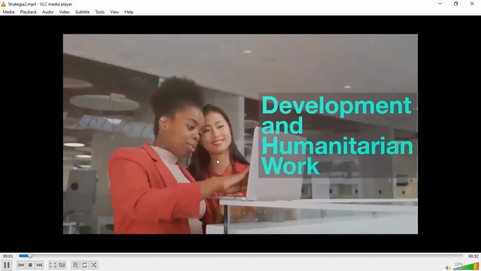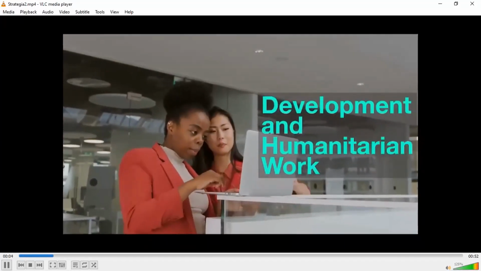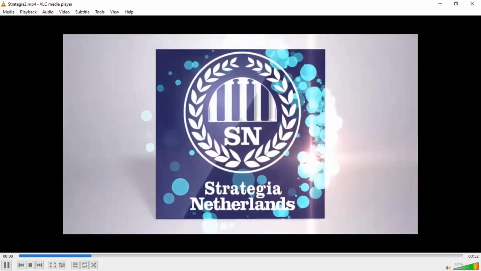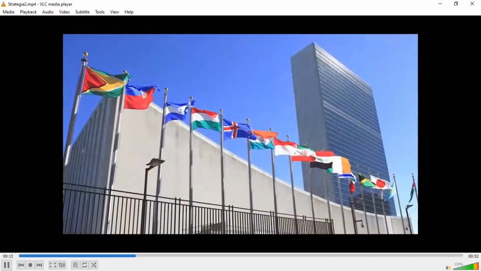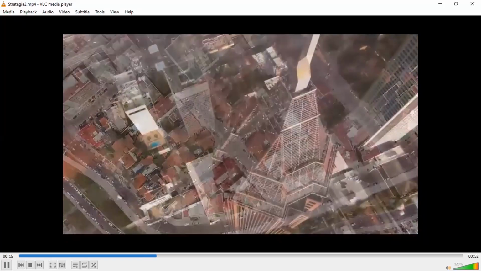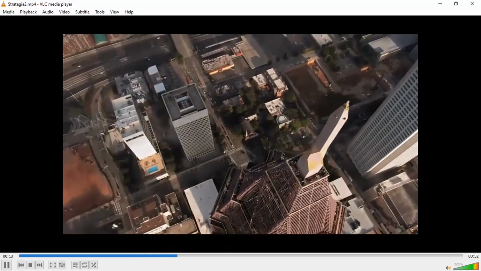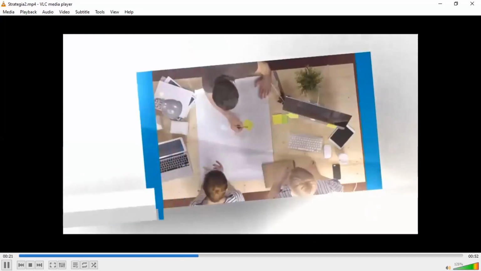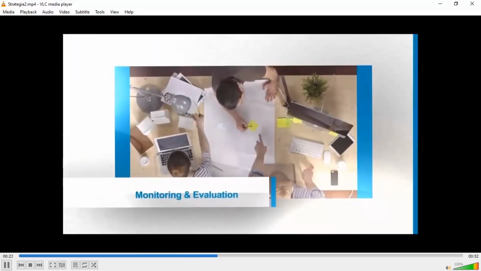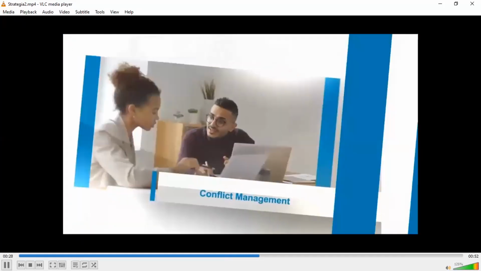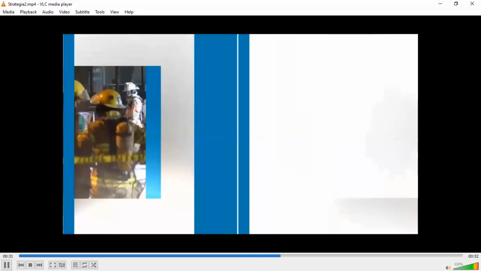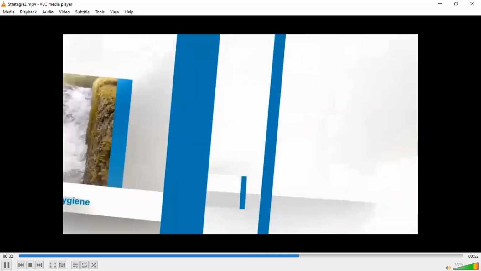Then, Strategia Netherlands. Are you interested in building a career in the development and humanitarian sector? Then Strategia Netherlands is the best option for you. We offer training solutions to the United Nations, governments, NGOs, and other development organizations worldwide. Make your online application now for Diploma in Monitoring and Evaluation, Diploma in Grants Management, Diploma in Conflict Management, Diploma in Disaster Management, Diploma in Water, Sanitation and Hygiene, and many more.